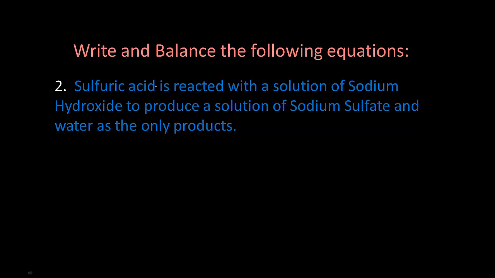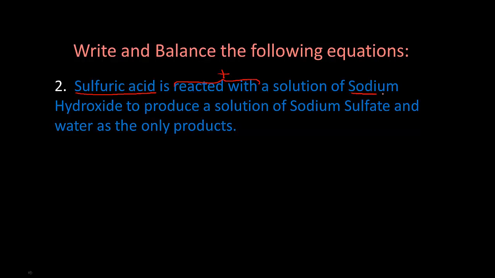All right, we have sulfuric acid is reacted with a solution of sodium hydroxide to produce a solution of sodium sulfate and water as the only products. So the first thing we do is write the formulas for our reactants. What we have is reacted with, so sulfuric acid has to be one of our reactants, is reacted with, so this is a plus sign. This is where we're going to put a plus sign.